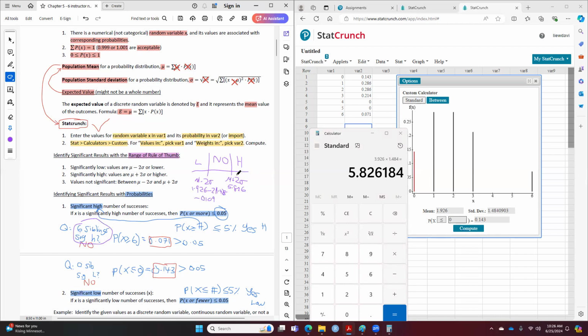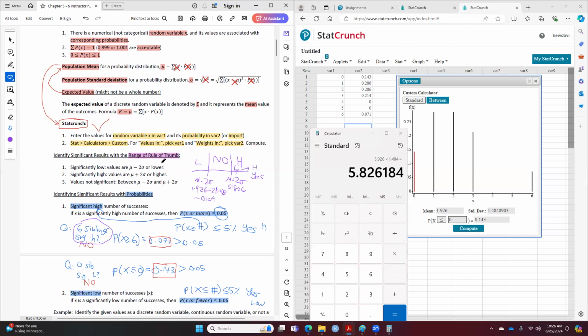Now 6, if you look at the number line, is over here. So this says it is significantly high. But if you look at the probability, it says no. So actually this says yes, and this says no. That means in your test, when you do this, your answer can change a little bit. That's why it is an open-ended type question here.